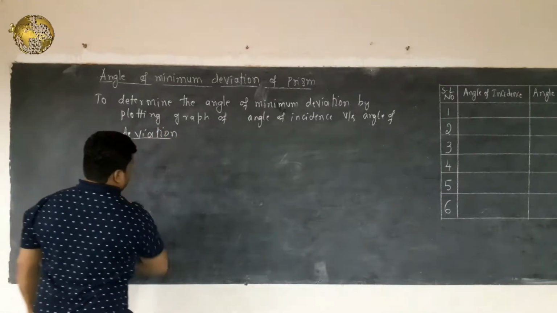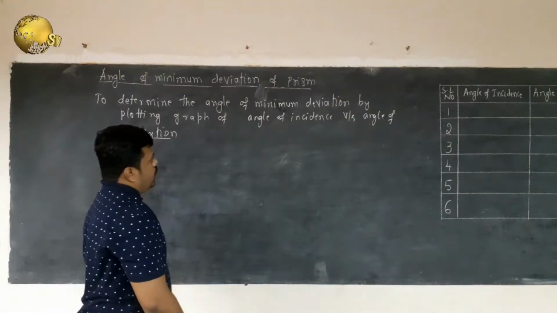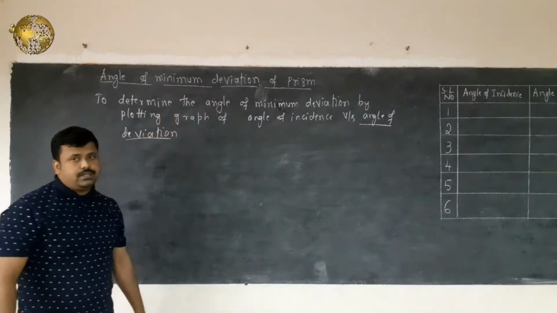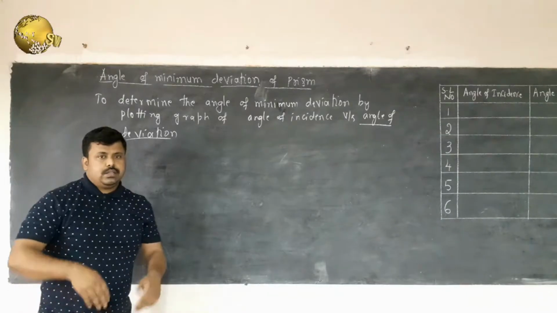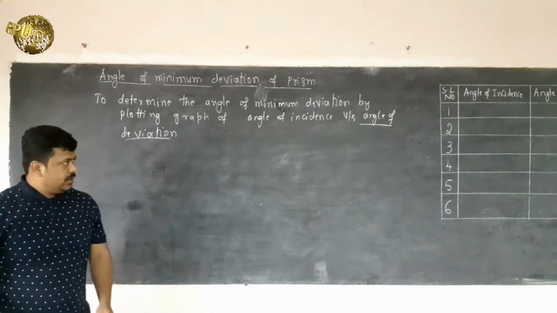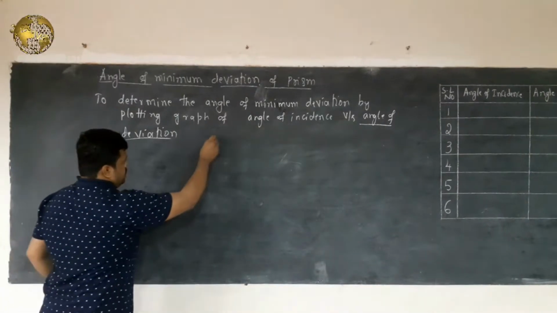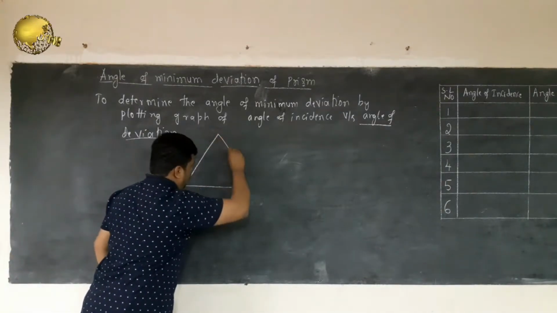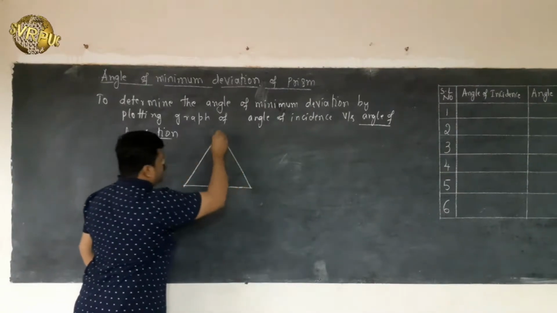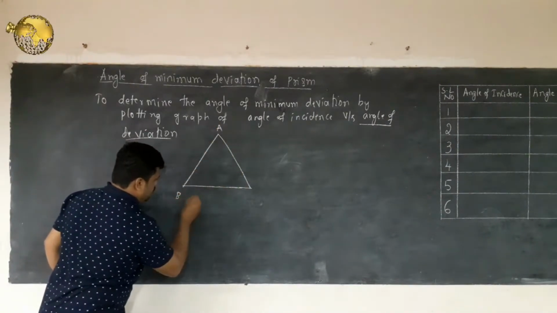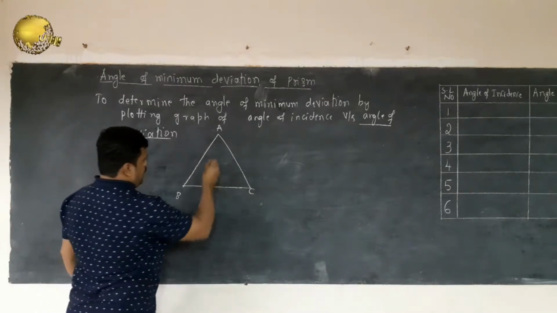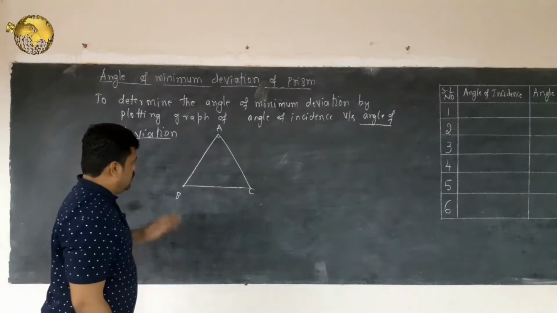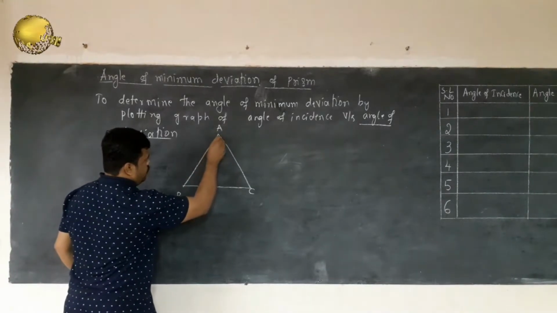First we will learn what the angle of deviation is, then I will introduce what the angle of minimum deviation is, then we will go through the practicals. For that I consider a prism. I call this prism A, B and C. The angle of prism, that between two refracting surfaces, I call the angle of prism A.